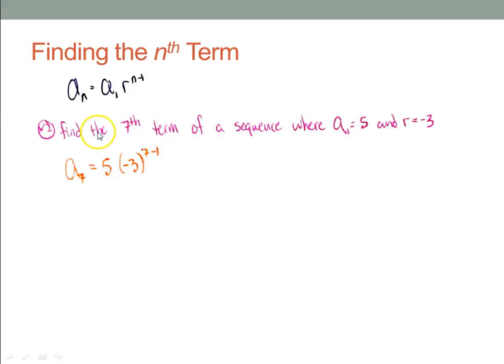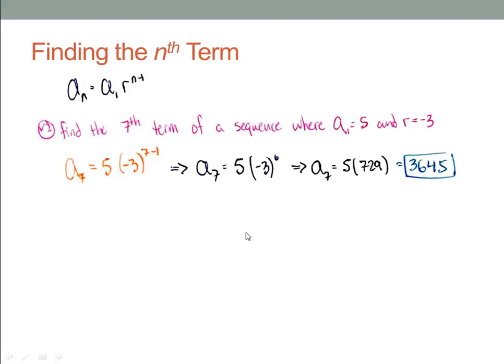Then I would plug it into the formula. I know the 7th term is what I'm looking for, so n is 7. The first term is 5, which was given to me. I know the common ratio, which was given to me, and then the n minus 1 is just 7 minus 1. So I simplify that to the 6th power. My calculator does all the work. And kaboom, 3,645.